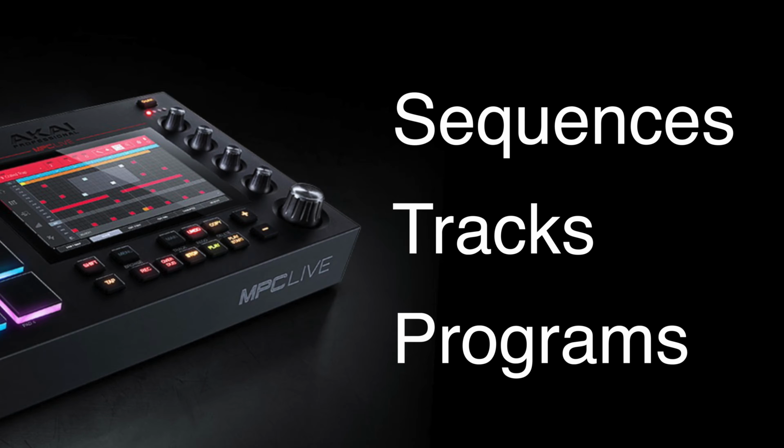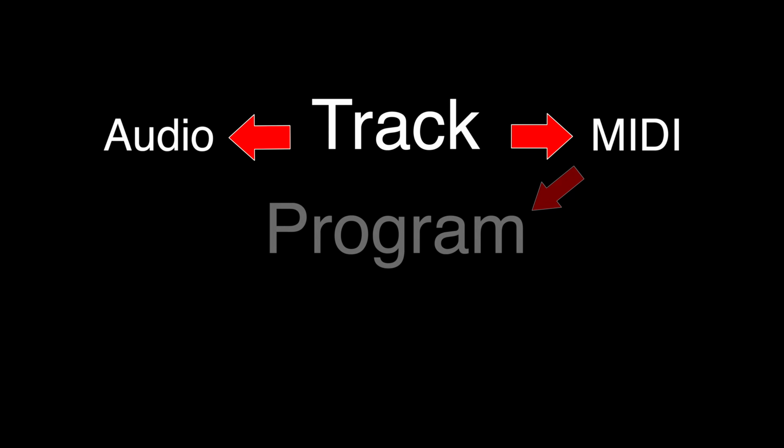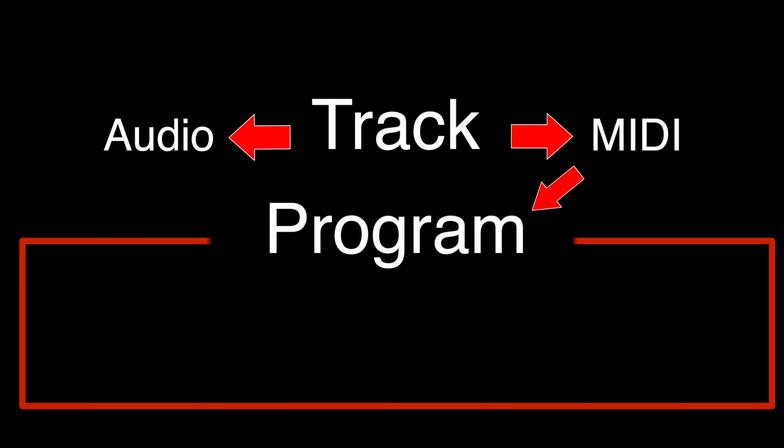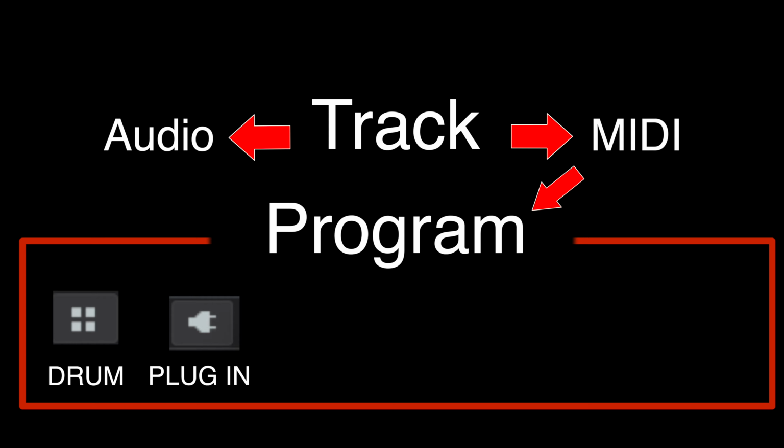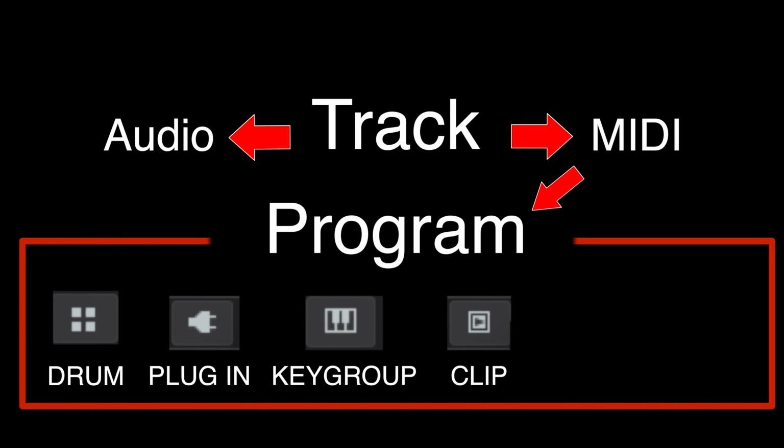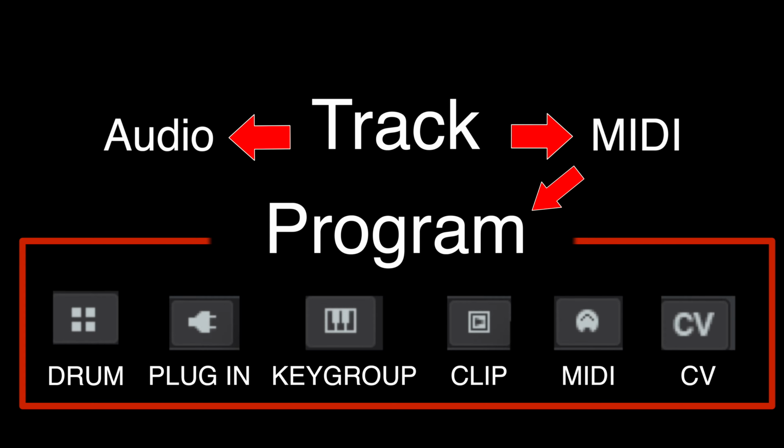Just like any other DAW, inside of the MPC, a track is a container for either MIDI or audio information. Now, if it is MIDI information, it's going to be triggering one of 6 different kinds of programs. These programs will be represented by the following symbols: a drum program, plugin program, key group program, clip program, MIDI program, and a CV program.